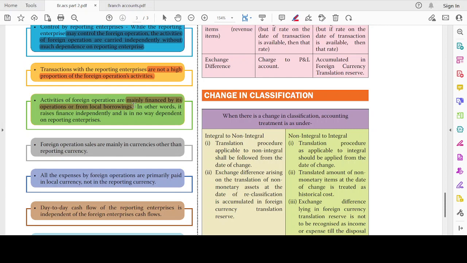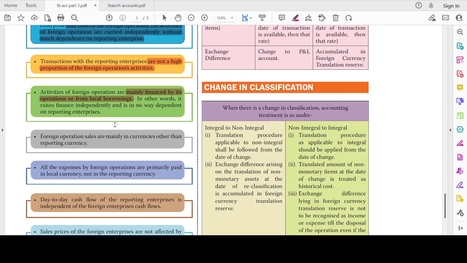It is like borrowings from the outside parties. Okay, foreign operation sales are mainly in a currency other than the reporting currency, which means for IFO, sales will be either in foreign currency or INR. But for NIFO, generally 90% will be in the other currency. These are the conditions, you have to check.